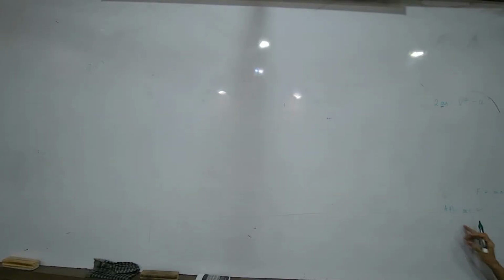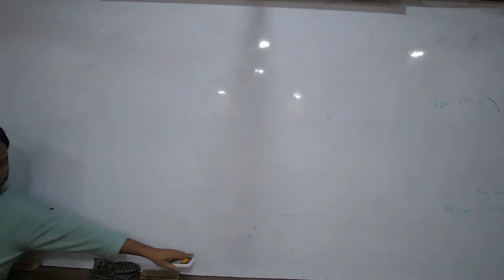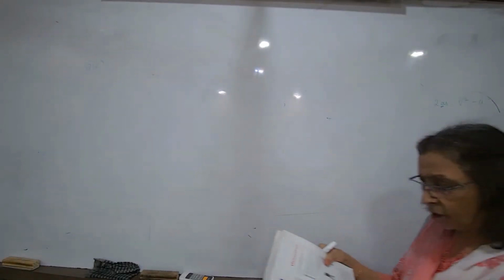Okay. So what is the next one? A motor car of mass is given to us. How much is it? 1200 kg. It is moving in a straight line with uniform velocity of 90 kilometers per hour.